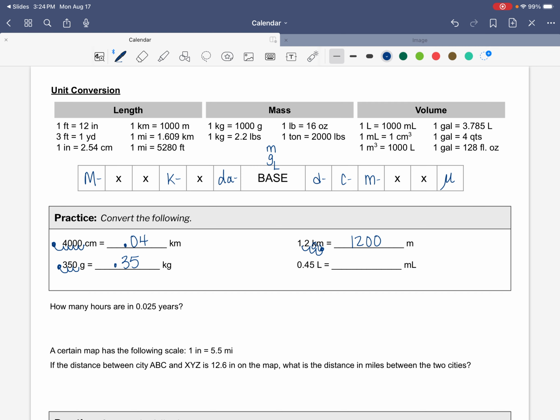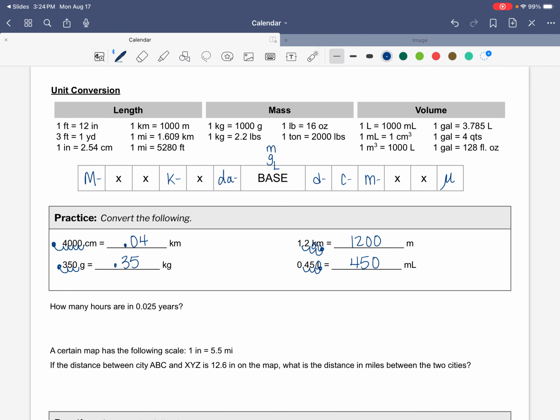Okay, and then lastly, we have liters to milliliters. Liters is at base, milliliters is here. So we're going to move 1, 2, 3 to the right. I have 1 open loop. So 450. And again, 2 sig figs, so we don't need a decimal after that.